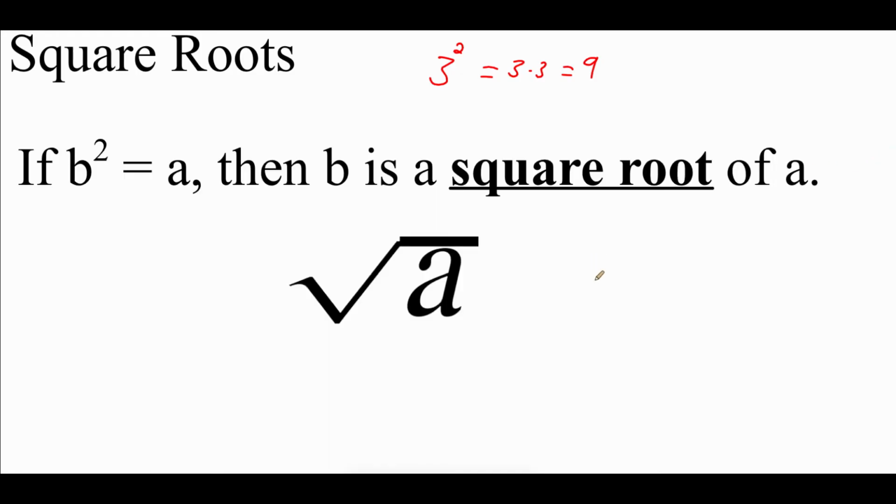So the formal math definition of what a square root is says if b squared is equal to a, then we would say that b is a square root of a. Now typically we write out square roots as something that looks similar to this. This symbol over the top is called our radical symbol, and that just means that we're doing a square root. The number underneath that we're doing the square root of, that's called the radicand.